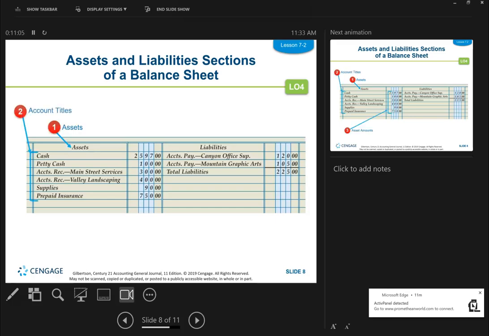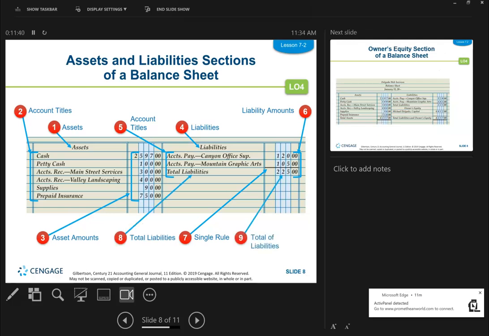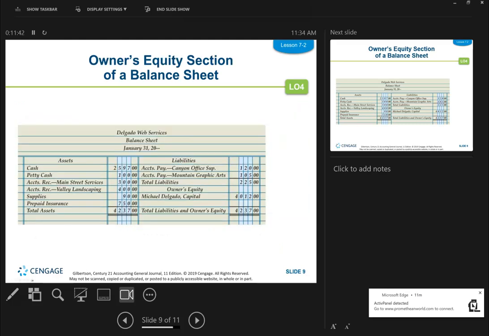Okay. So again, we title the category assets. We write down the account titles and the asset amounts. We write in liabilities for the title. We copy in the account titles for those liabilities. We write down the liability amounts. And then we have a single rule, and we total up those liabilities. Everybody feels okay? And that'll do it.